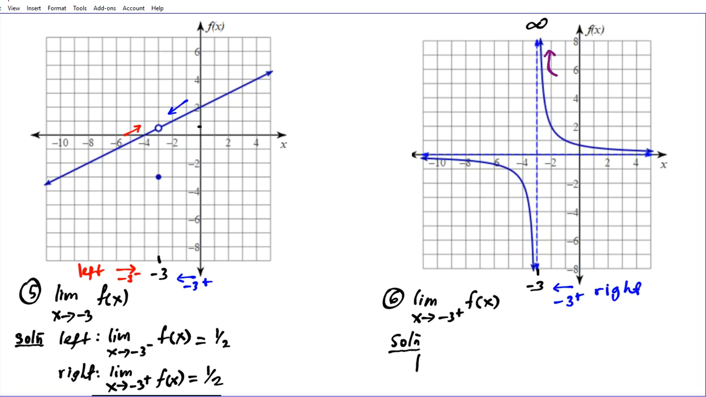So what does that tell us? It tells us that the right-handed limit, the limit as x approaches negative 3 from the right of the function, is simply infinity, since you're going upwards in the direction of the vertical asymptote. Had it asked for the left-handed limit, in that case your answer would be negative infinity, since it's going downwards from the left of negative 3.